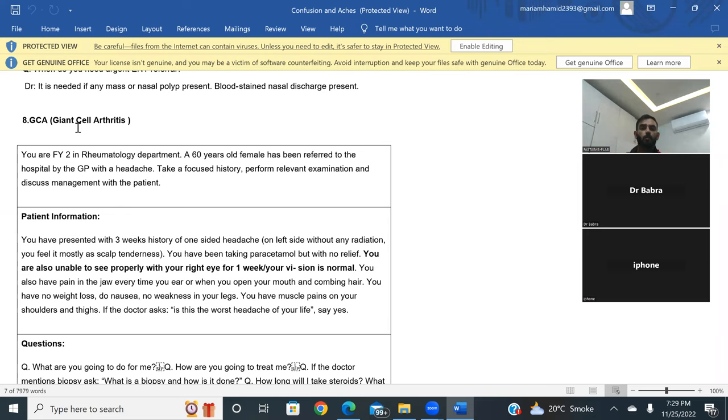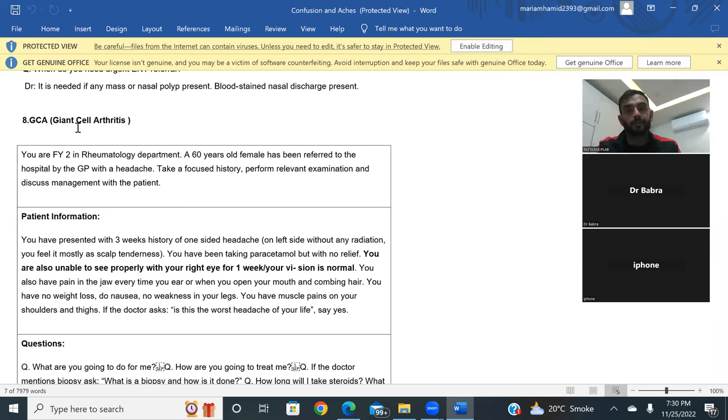The patient will be coming with a headache. When I first saw this scenario, it was very confusing for me because I had already read the GCA scenario with visual problem or the tenderness. But this is true: the patient is not able to differentiate between the tenderness and headache. For him, it is equal. So he will say, I am having headache. So you will be exploring the headache.